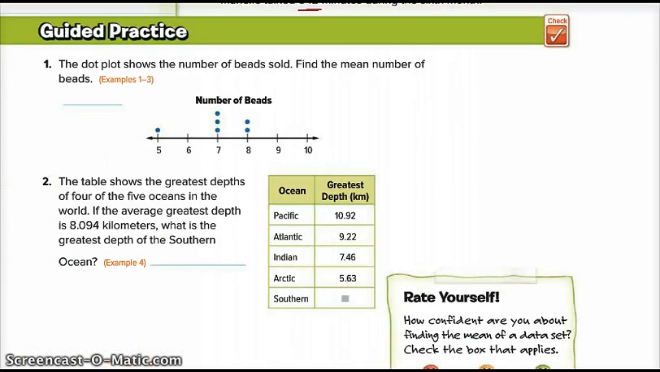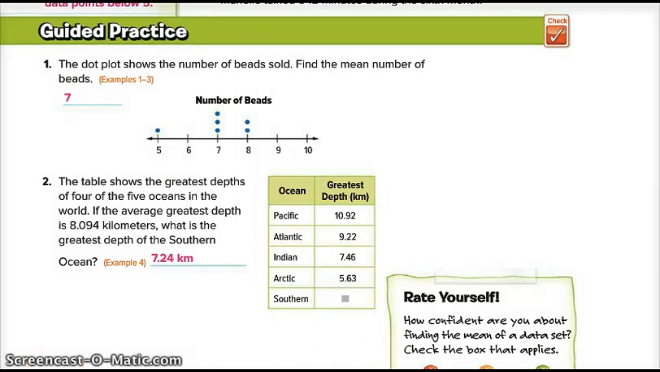Go ahead and take some time now and work through your 2 guided practice questions. Notice that in the first guided practice, you're finding the mean. In the second guided practice, you're finding the greatest depth if the average or the mean was 8.094. So you're figuring out what is this missing piece that's down here at the bottom of my table.